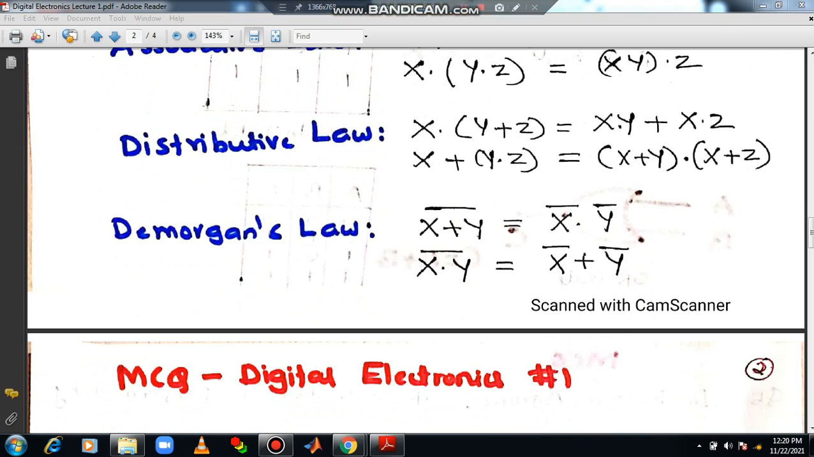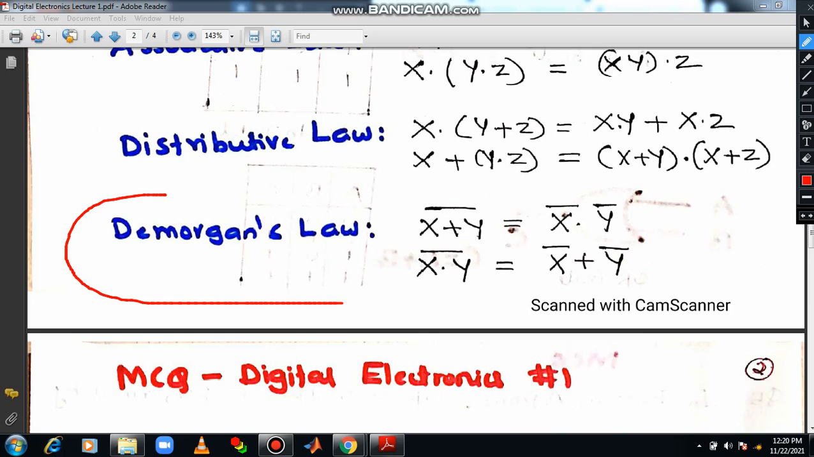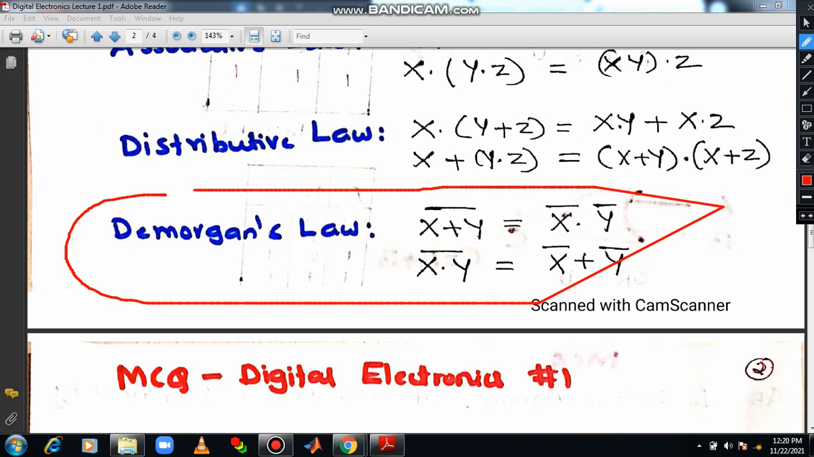This is a very important law, that is De Morgan's law. (x plus y) the whole bar is equal to x bar dot y bar. Likewise, (x dot y) whole bar is equal to x bar plus y bar. So I request everyone to note down this law. This De Morgan law is also very essential for solving competitive examinations. So we can see a lot of questions related to De Morgan's law. Okay, (x dot y) whole bar is equal to x bar plus y bar, and (x plus y) whole bar is equal to x bar dot y bar.